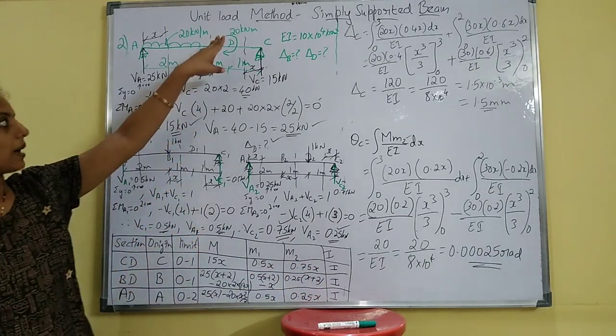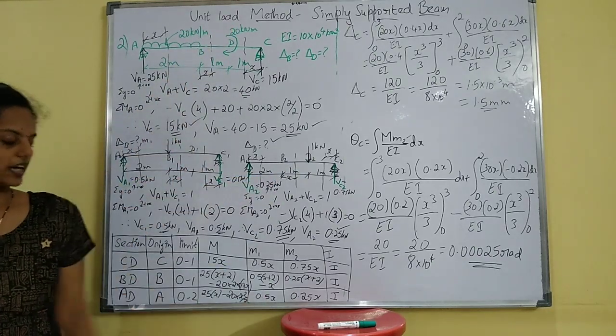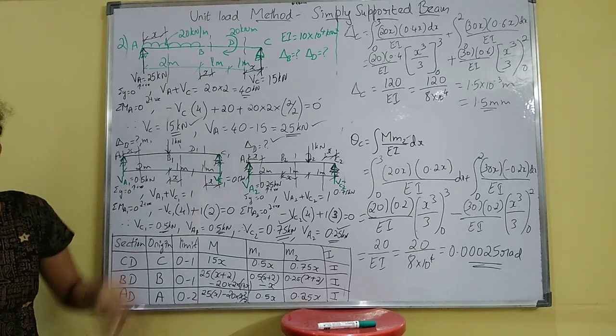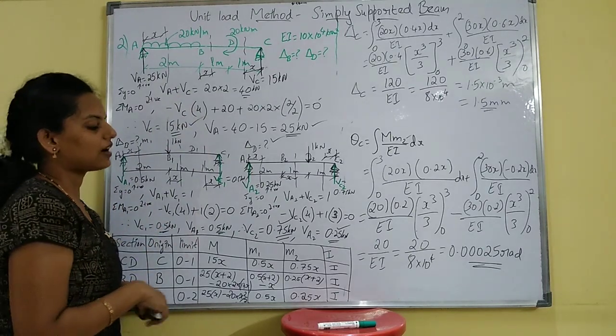So first M for this diagram, M1 for this diagram, and M2 for this diagram. Once this is done, tabulation, now directly write the formula and substitute, get the integrated and get the value of deltas.